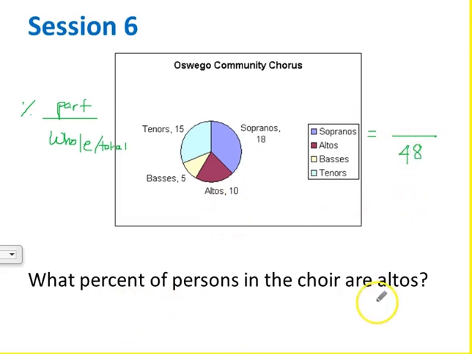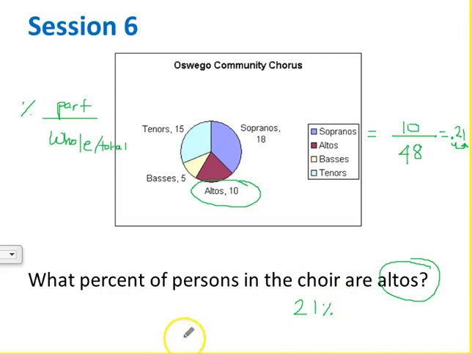So the question below asks what percentage of the singers are altos. So let's find the number of altos. We've got 10 altos, yes? Then we're just going to go from a fraction, part of a whole, to a decimal, and I'm going to round to 2 decimal places, and I get 0.21. And then to go from a decimal to a percentage, we know we just move our decimal 2 places to the right, and we get 21%.